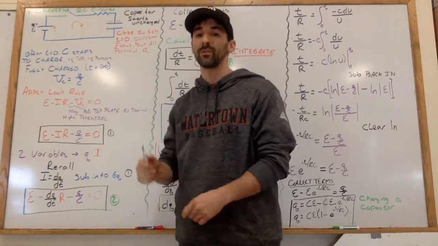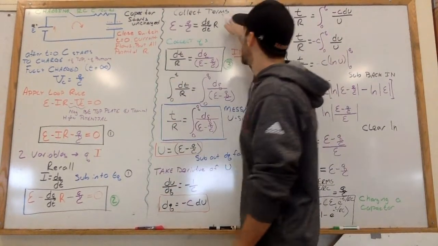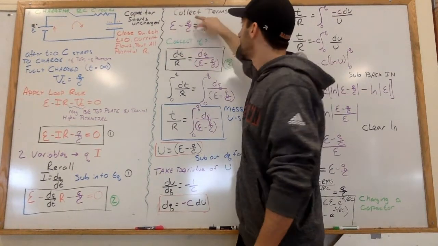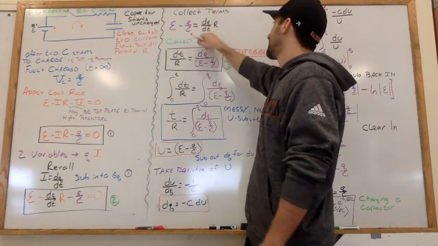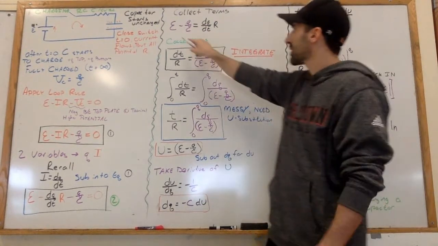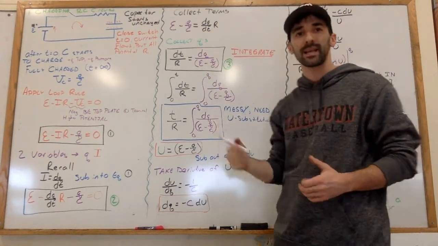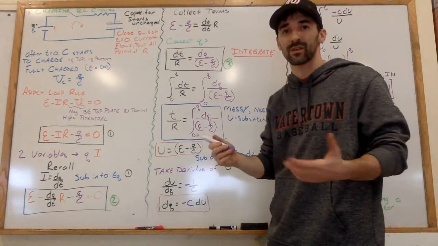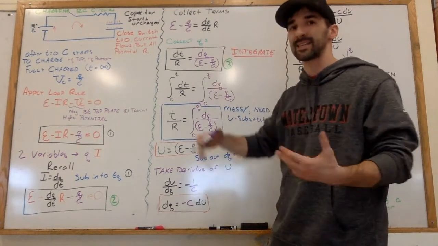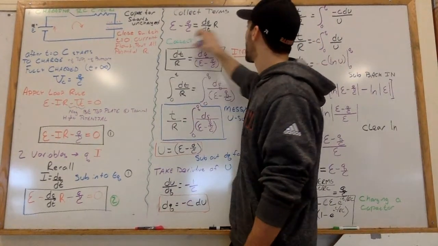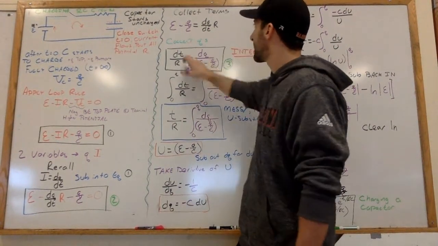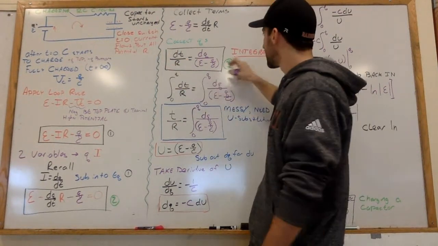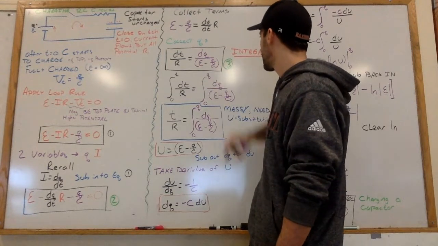So let's get right to the math. First thing I'm going to do, collect all of my terms. So I'm collecting terms over here. I have my voltage, Q over C equals dQ/dt times R. Now that I've collected my terms, I'm going to separate them back out. Seems kind of weird, but I'm separating them back out because I need to eventually integrate. You can look ahead to see that it's actually integration. So I'm going to collect all my Q's on one side and bring the other things to the other side. So I have dt divided by R is equal to dQ over E minus Q over C.